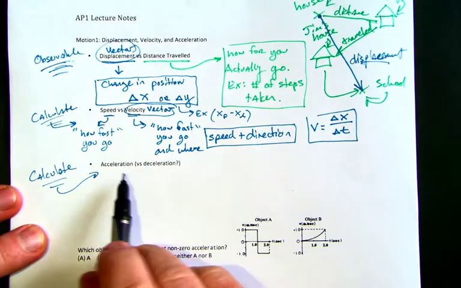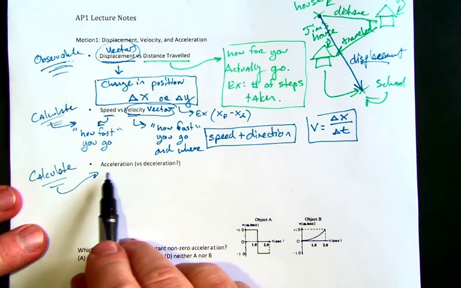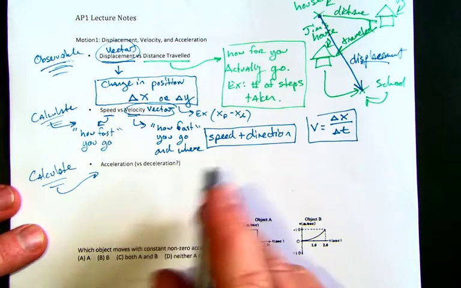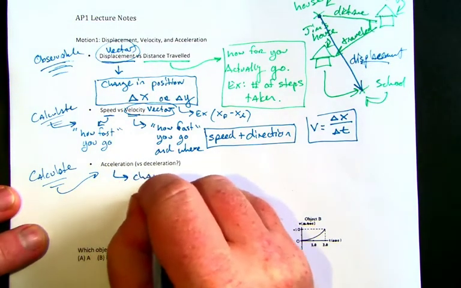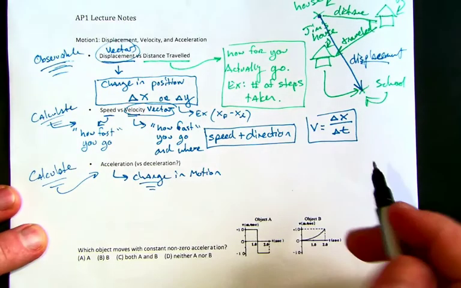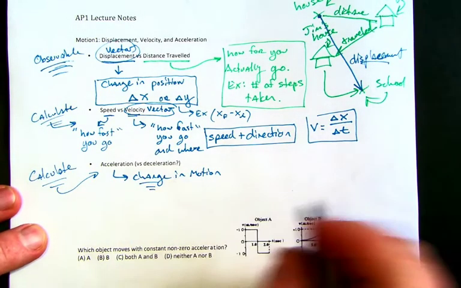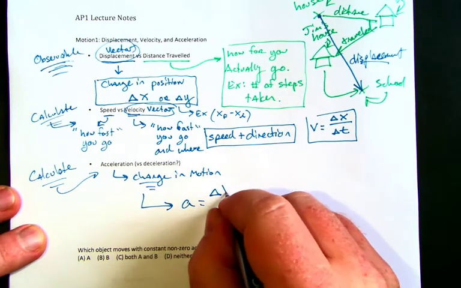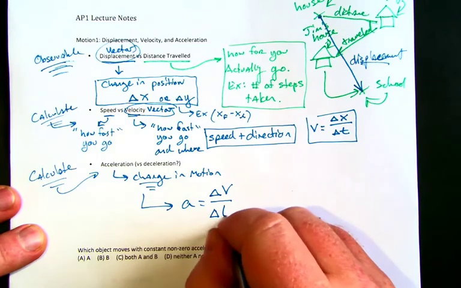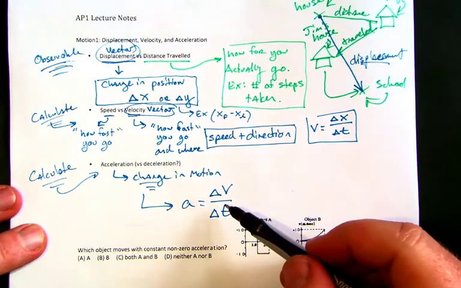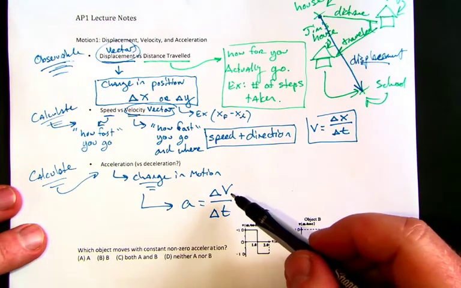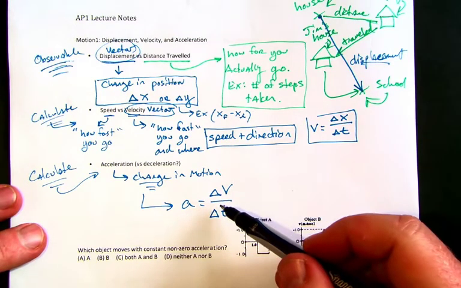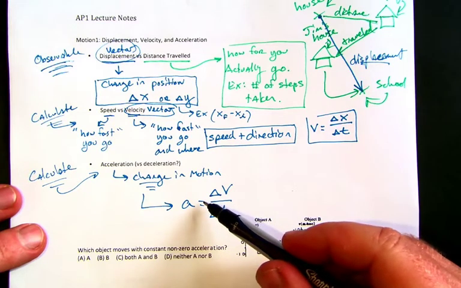Acceleration is very tricky. It is often confused. A lot of times people think acceleration and velocity are the same thing. They're not. Acceleration is the change in motion. You can calculate it: it's equal to the change in velocity over the change in time. It's how long it takes for your motion to change by a certain amount. Your motion can change by a whole lot in a very small amount of time, giving you a big acceleration. It can change by a whole lot, but over a very big amount of time, and that would be a smaller acceleration.